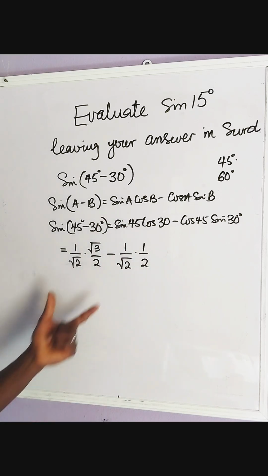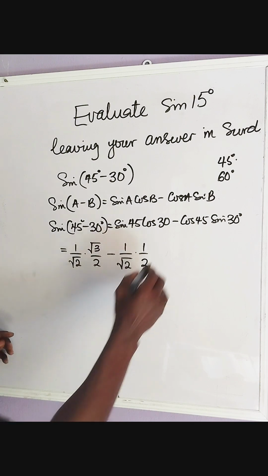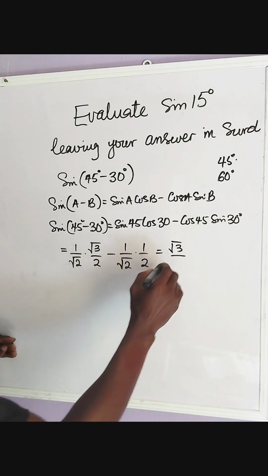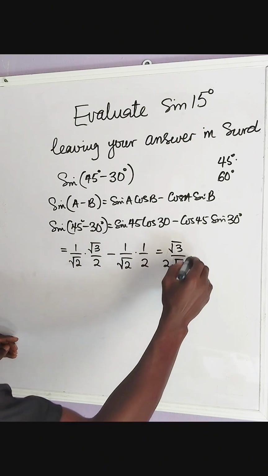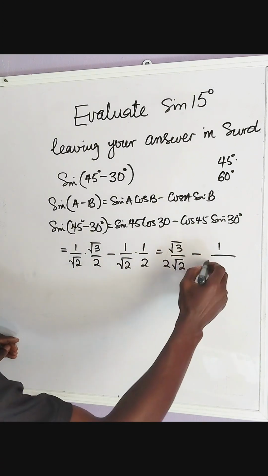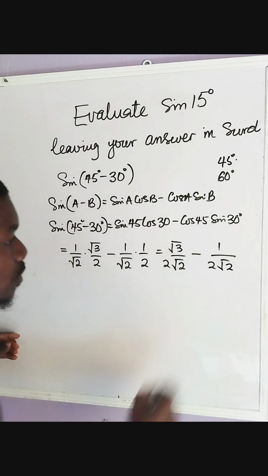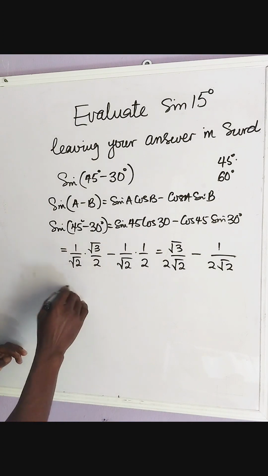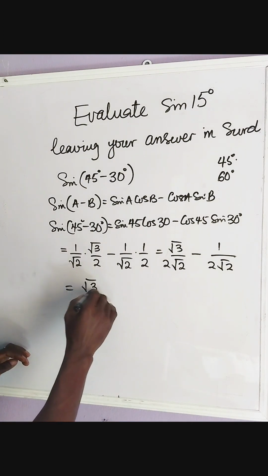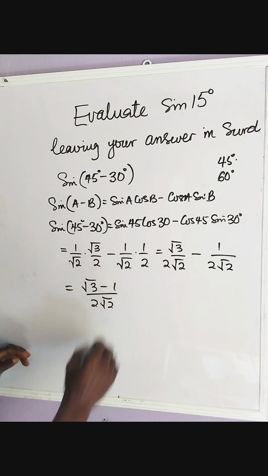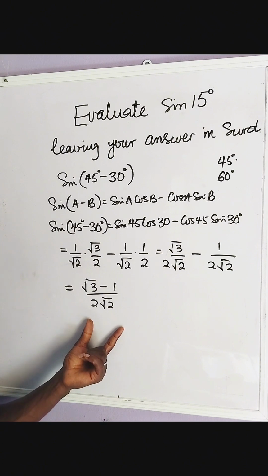When we now multiply this, we get root 3 all over 2 times root 2, which gives us 2 root 2, then minus 1, because 1 times 1 will give us 1, all over 2 root 2. Now since we have the same denominator, we can say root 3 minus 1 all over 2 root 2. Okay, now let us rationalize.